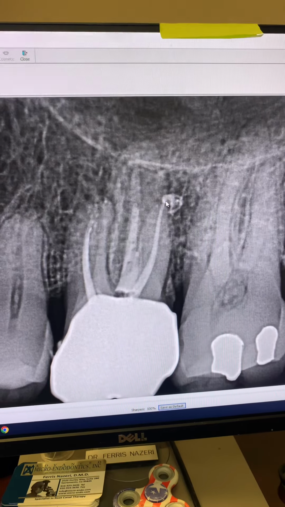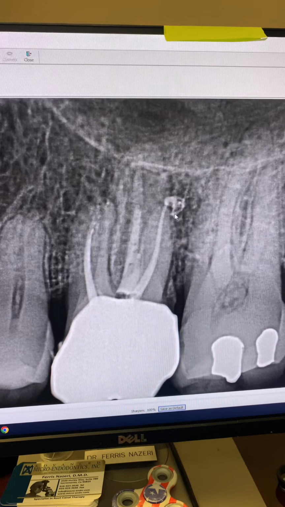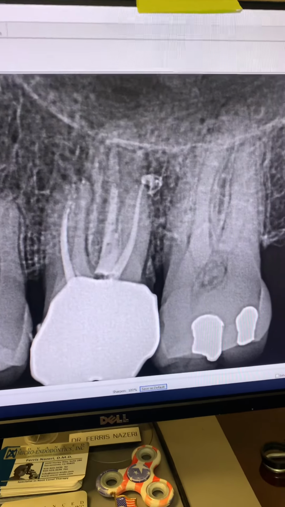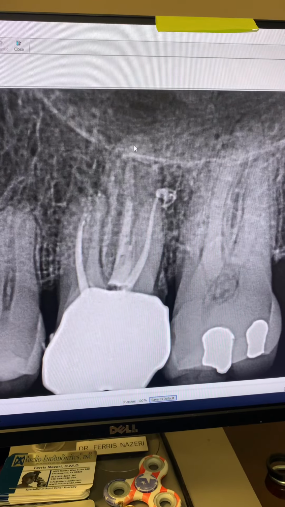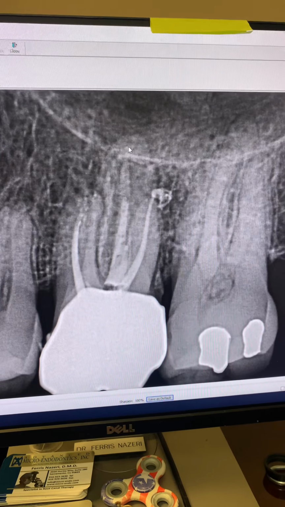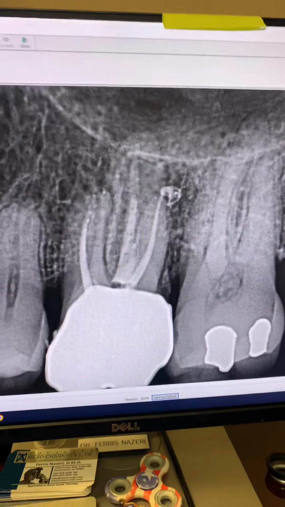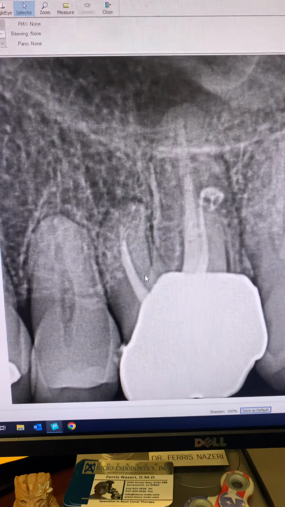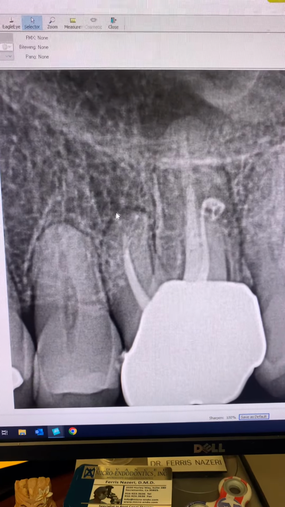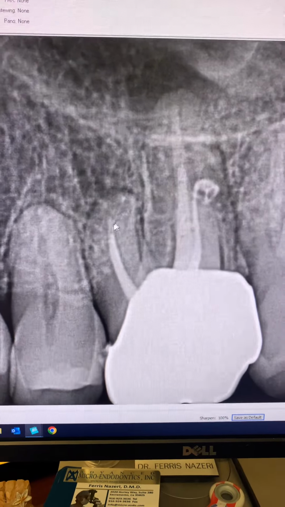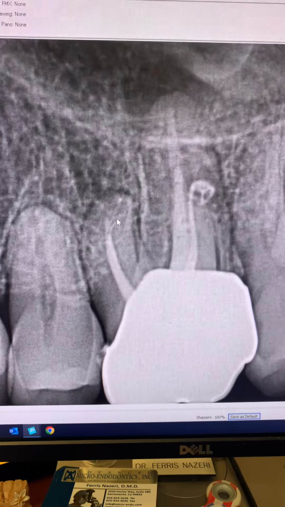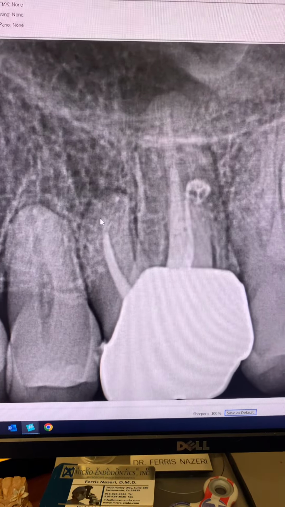You can see the extruded gutta percha here. My MTA short, maybe. The other thing, again, you can see the short fill, but then again, you can see the sealer. You can see the multiple portals of exit.